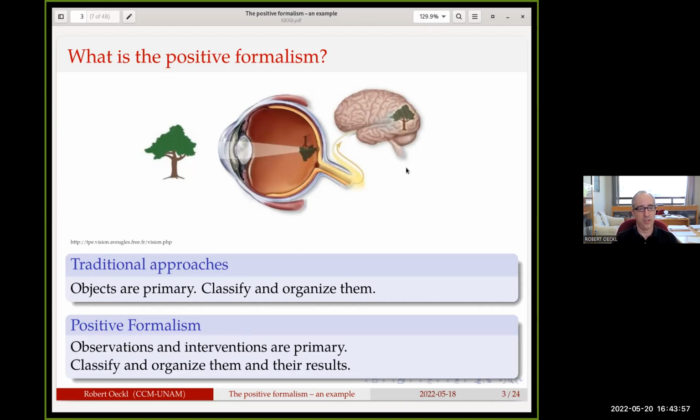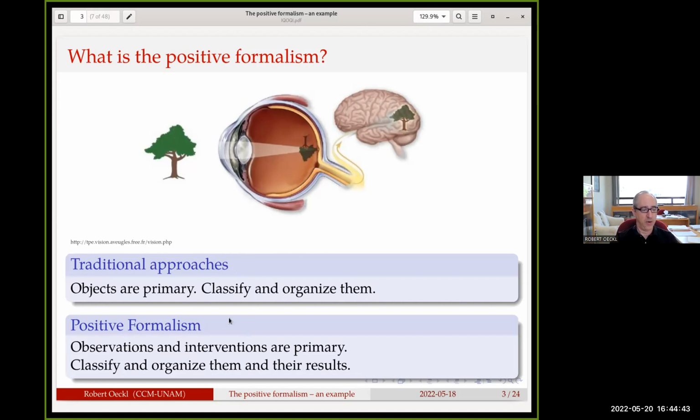I use this picture here to explain the different focus that the positive formalism has compared to many traditional approaches to the natural sciences. The traditional point of view in, let's say, natural philosophy is that you perceive the natural world around you. You see all these objects, and so your focus is in understanding what these objects are, like the tree in this case, classify and organize them, and find the laws that govern their behavior.